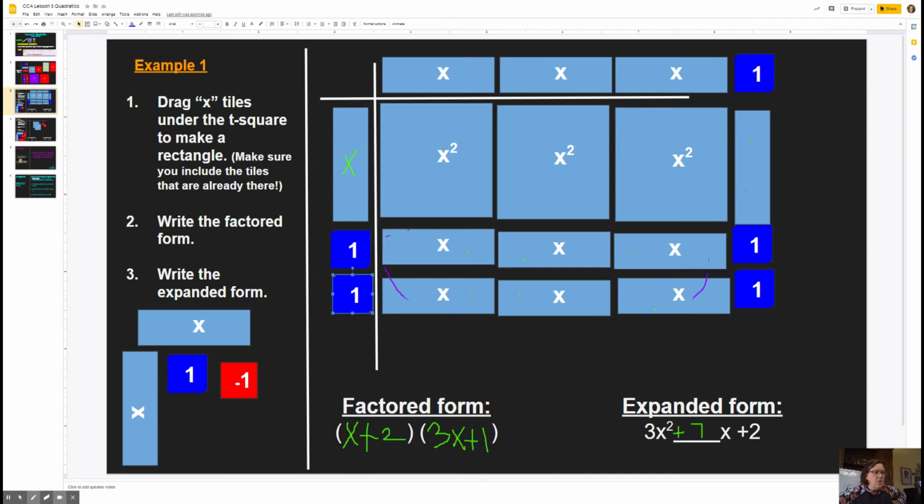Drag the tiles underneath that X thing, the T-square thing, and then fill it in. And then you're going to label for factored form and expanded form. So again, the factored form comes from like the length and the width. Expanded form would be like the area. When you've got that sketched and you're ready for me to move on to the next slide, please click the raise hand button, I would appreciate it.